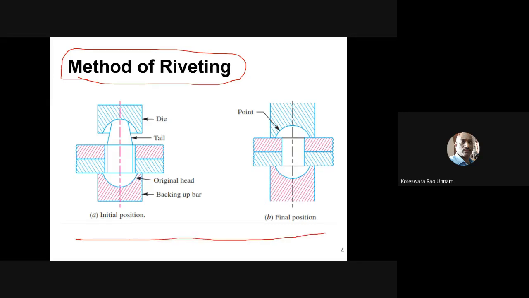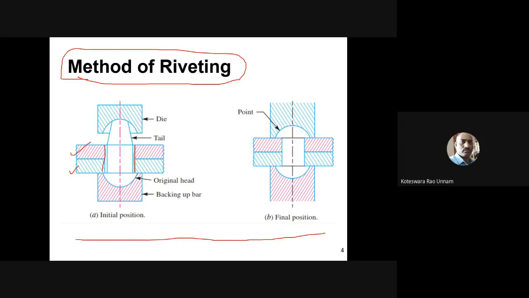What I have shown here is a hand riveting process. In order to prepare a riveting joint, first you need to drill two holes into the connecting parts. Here this is one plate and this is another plate. I want to join these two plates through a riveted joint. So for that, first I will drill a hole in the two plates.